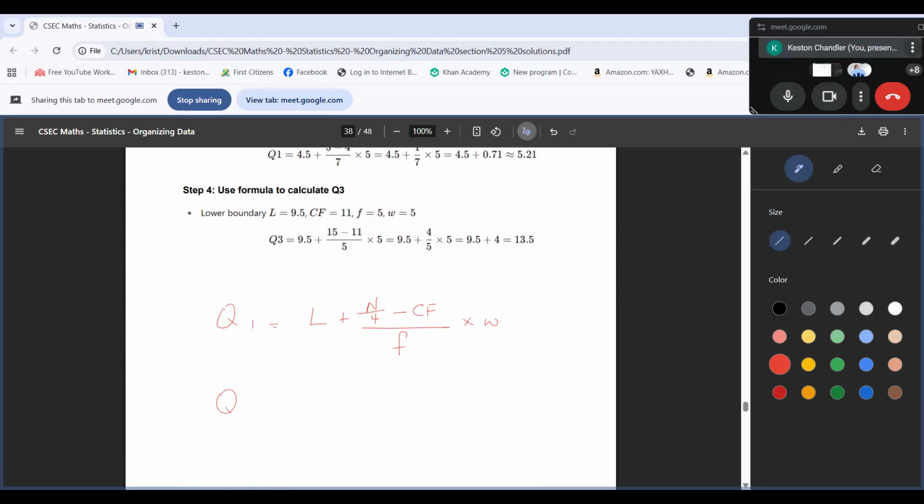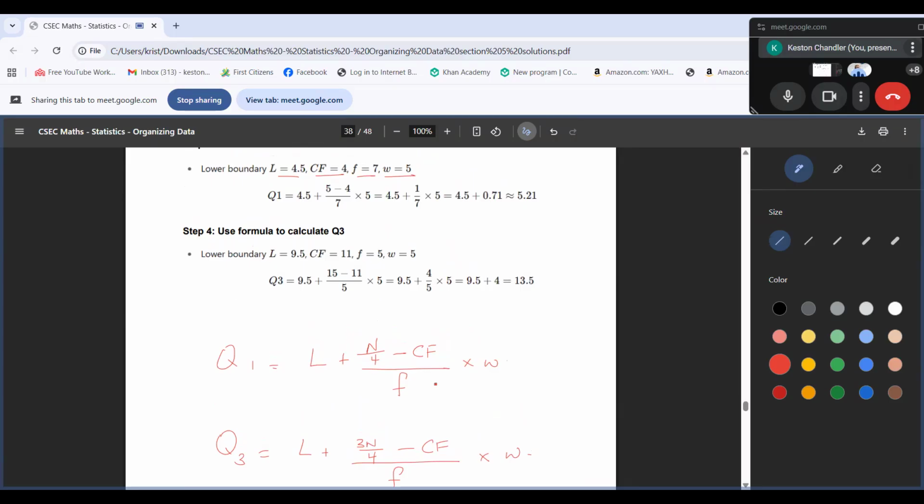My Q3 formula would have been the same lower class boundary. The difference here is that we would have worked out the position for Q3, which was 3/4 of n, minus the cumulative frequency of the class before the Q3 class, divided by the frequency of that particular class that we calculated for our 15th position, multiplied by the width.